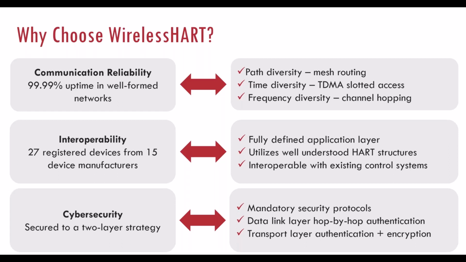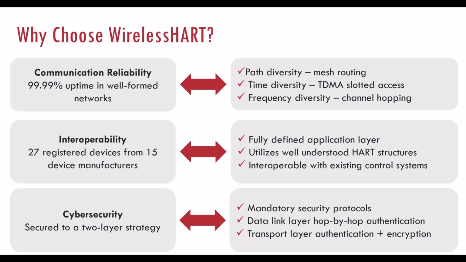And how is this reliability achieved and ensured? Well, it is ensured through various mechanisms that are part of the actual standard. Path diversity, which really means mesh routing. All instruments are able to send their application payloads via several different routes. If the primary route goes down, or the link between the instrument and its primary router goes down, the data will be sent through an alternate path.